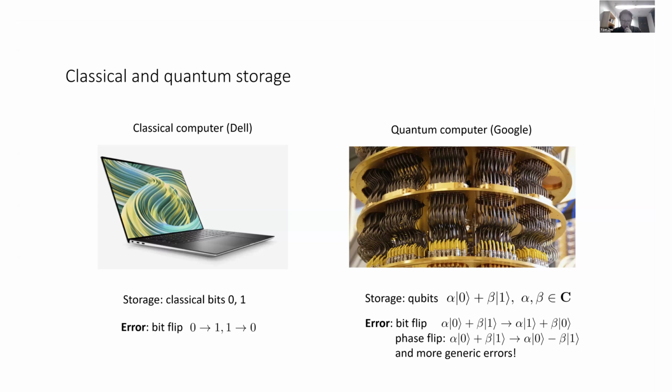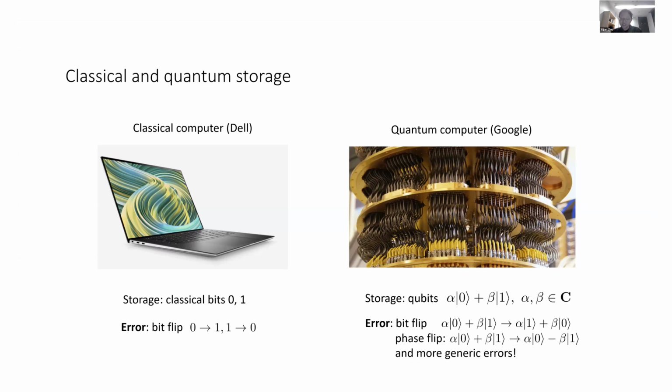But then it also means that the source of error could be more complicated, right? Because now your alpha and beta can be arbitrary complex numbers, or they can change in arbitrary ways. So for example, a bit flip is just a generalization of the classical bit flip to a quantum bit flip, where you change alpha|0> plus beta|1> to alpha|1> plus beta|0>.